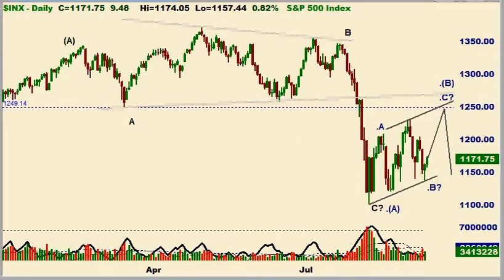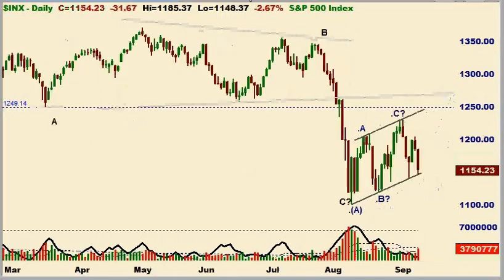At any rate, here's my favorite count on the S&P. I'll be the first to admit there's a lot of ways to count the pattern starting back in February and March. This is one that I've been working with for some time, and it allows for a rally back up into the 1250, 1260 area, and then another decline. If you'd like to look at the bigger picture, I do have counts on my earlier videos that examine that long-term picture in greater detail.